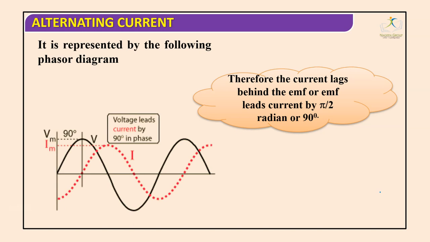It is represented by the following phasor diagram. As you can see over there, the value of the current is negative from the equation which we got previously. So here, because of the negative value of pi by 2, the value starts from there.